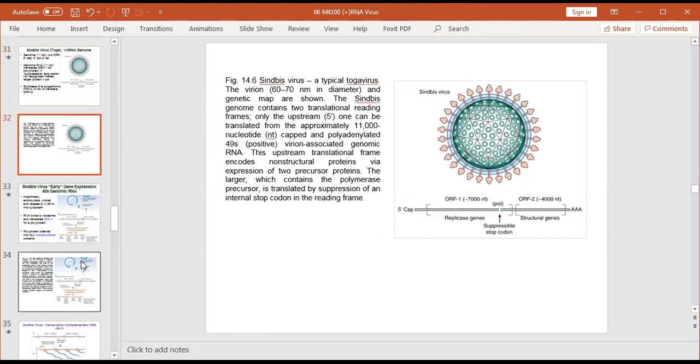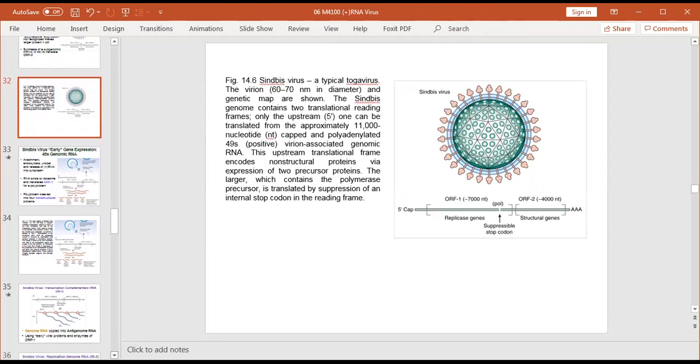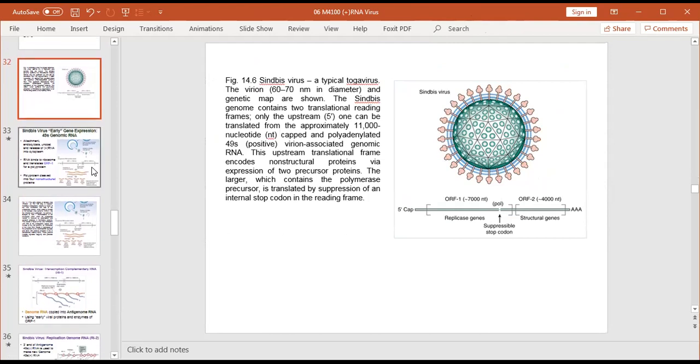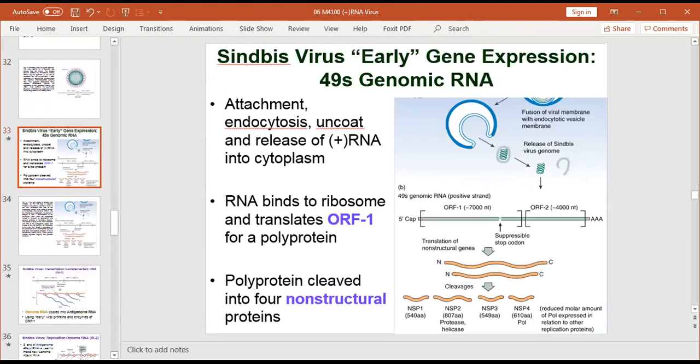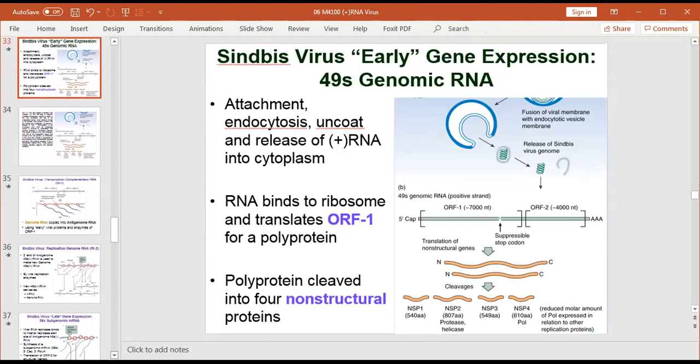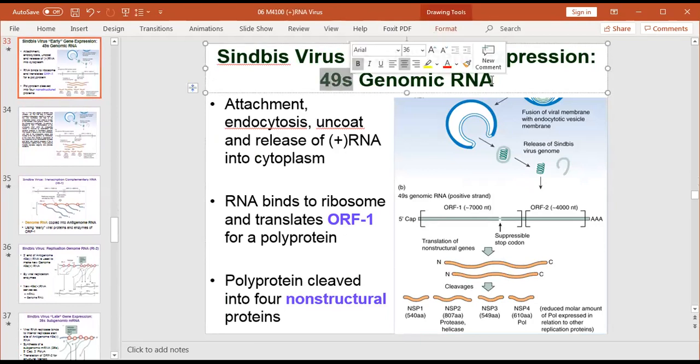Slide number 32 is a little bit more description of the Sindbis virus genome. Slide number 33 talks about Sindbis virus early gene expression and the production of a genomic RNA called 49S genomic RNA.